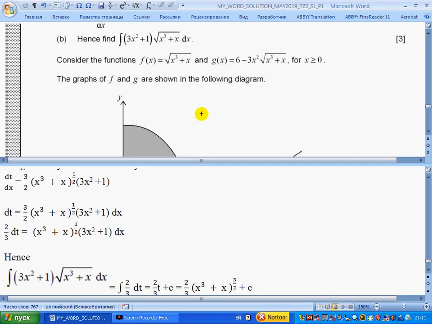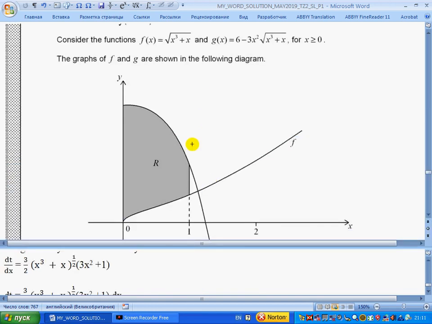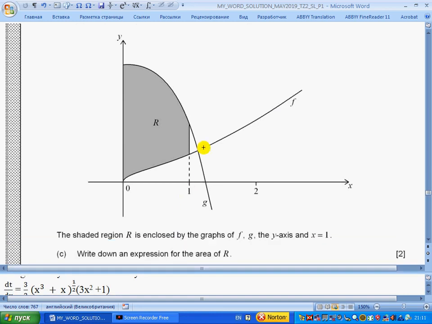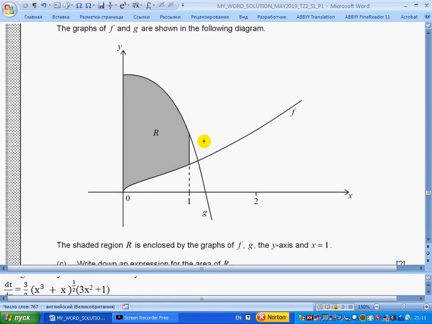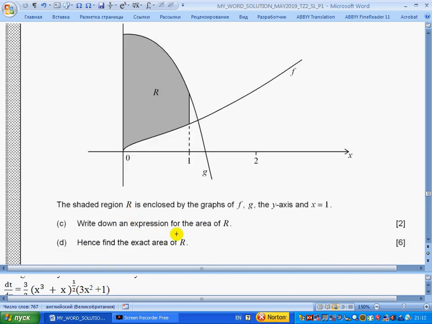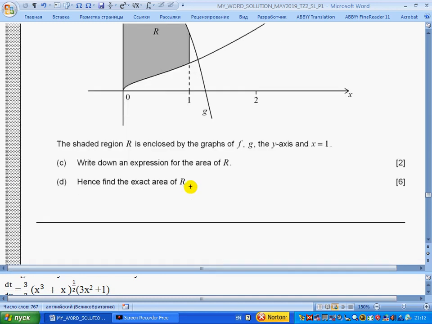Consider the functions f and g for x more than 0. The graphs of f and g are shown in the sketch. The shaded region R is enclosed by the graphs of f and g. So if we find the area under f minus the area under g, we can write an expression for the area of R.